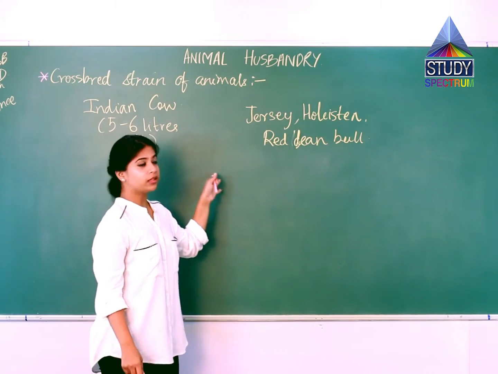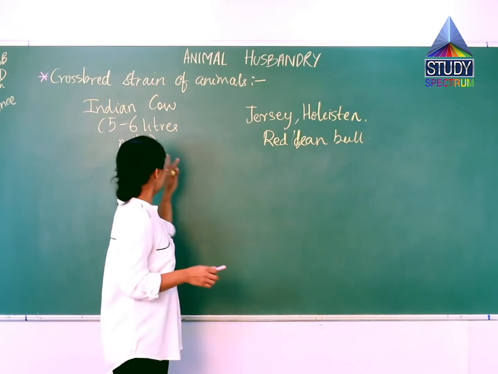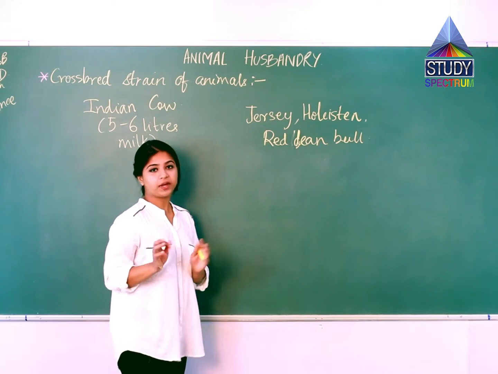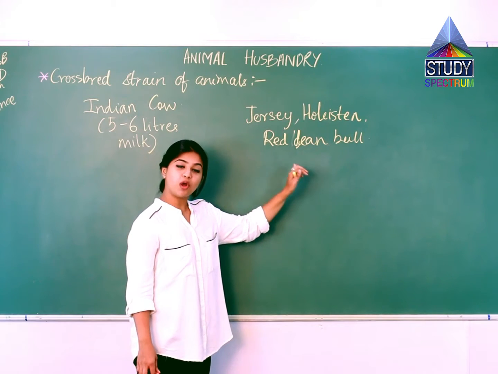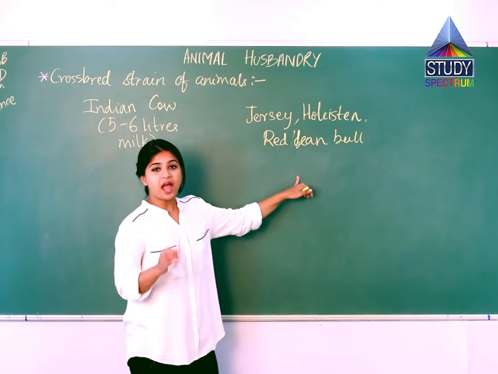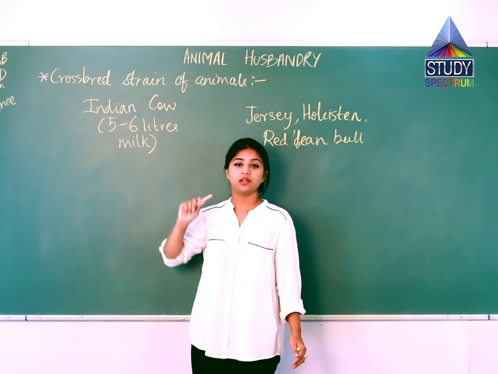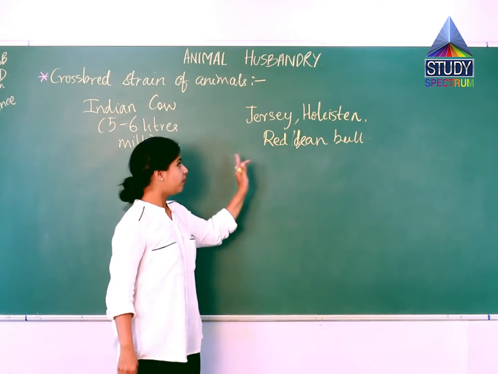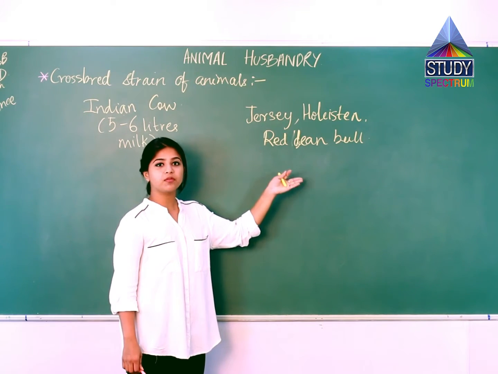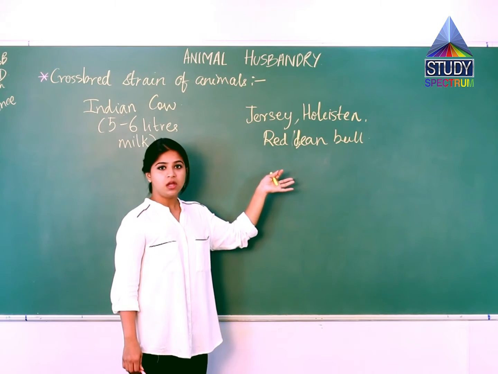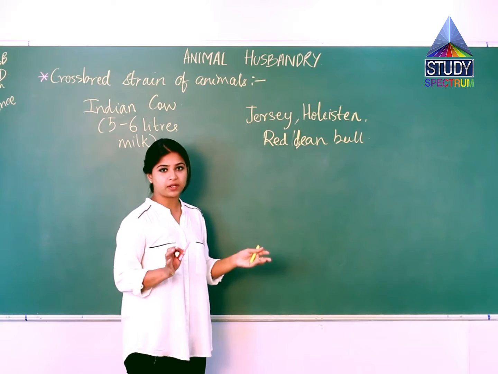So these are the two kinds of strains of cows we have. One is the Indian cow that you might have seen everywhere in India. The other is the cow breed from a foreign country. The average amount of milk yielded by the Indian cow is going to be 5 to 6 liters. And the average amount of milk yielded by this is going to be way more, like 20 to 25 liters, or maybe 15 to 20 liters to have an approximate.